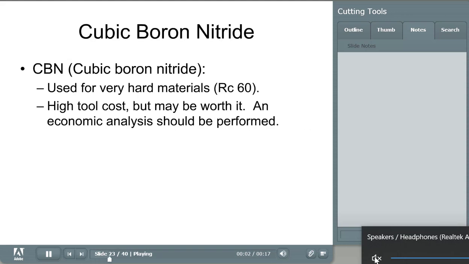Cubic boron nitride. CBN or cubic boron nitride is used for very hard materials on the order of Rockwell C of 60. It has a high tool cost, but it may be worth it. An economic analysis should be performed when these tools are considered.